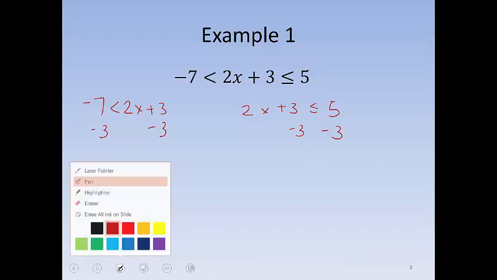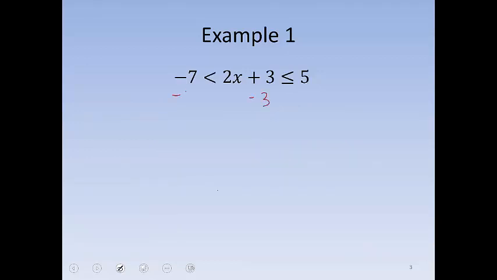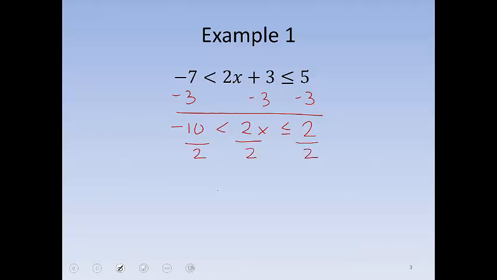So here's how we're going to do it. I'm going to get rid of all of that. You may do it this way though, that's fine. And I'm going to just subtract 3 from all 3 places. Rather than both sides, I have to use all sides. That leaves me with a negative 10 less than 2x less than or equal to positive 2. Once again, if I'm going to divide by 2, I have to do it in all areas. So I divide by 2, divide by 2, divide by 2, leaving me with negative 5 is less than x is less than or equal to 1.